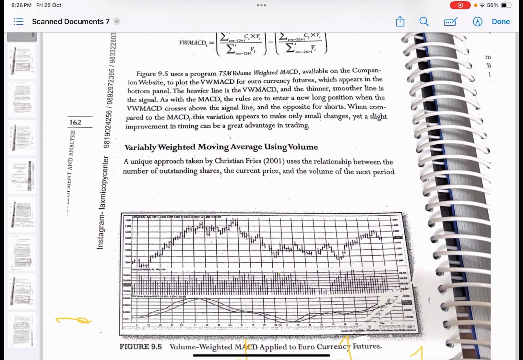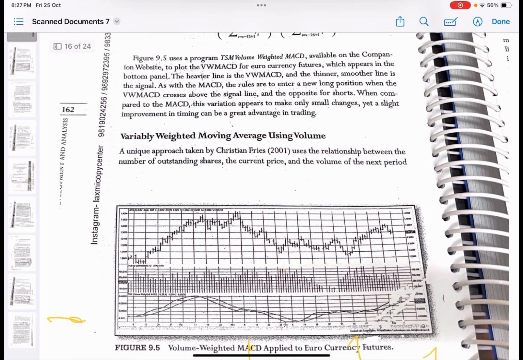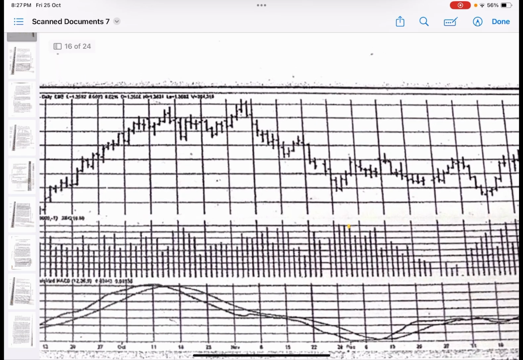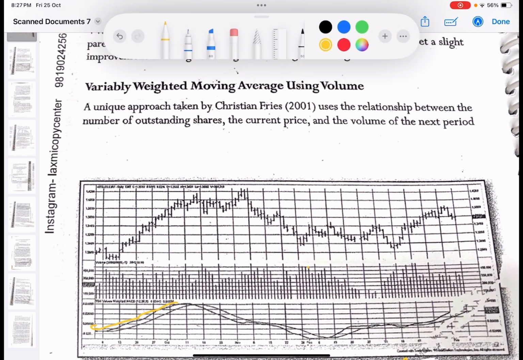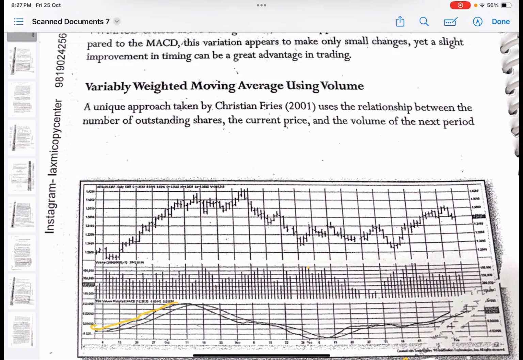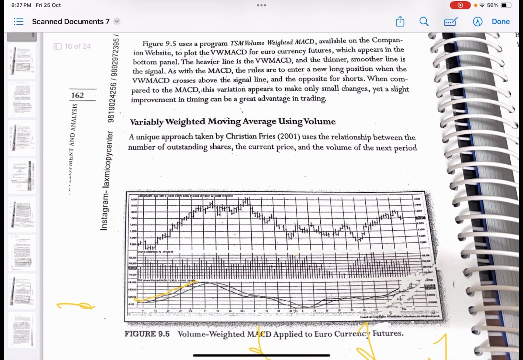If you look at the chart, you can see the heavier line. Let me zoom in if you're unable to see. Do you see the heavier line, the one which is above initially? This one is the heavier line. So what we are able to understand by this is that the heavier line is the volume weighted MACD, and the thinner line is the signal line. The thinner line is the signal line and the thicker one is the volume weighted MACD.